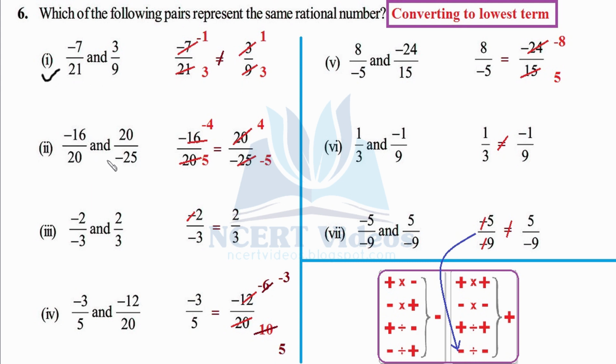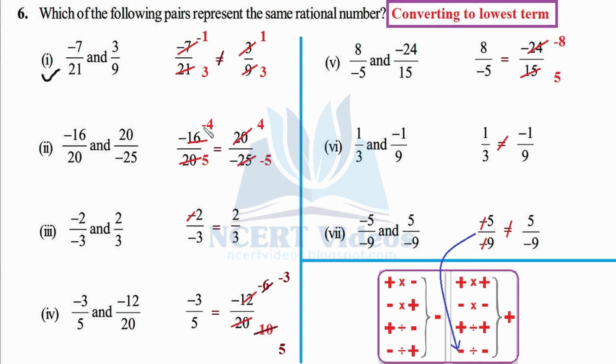Minus 16 over 20 and 20 over 25. First of all, ignore these negative signs. This negative can be brought here and there is no change in the value of this rational number. The same is the case with this. Just ignore negative signs. First, just try to reduce them. So we are doing the same here. 5 4s are 20, minus 4 4s are minus 16. And here, 4 5s are 20 and minus 5 5s are minus 25. Again, you get the same numbers.